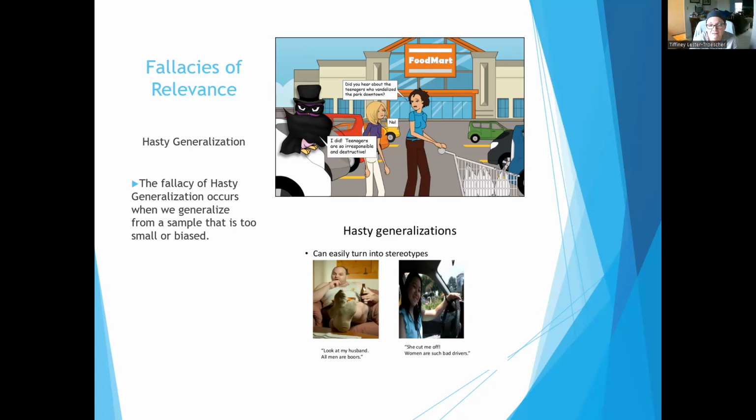It's like the examples here. The one lady says, did you hear about the teenagers who vandalized the park downtown? And the other lady says, no. And then our menacing guy over here says, I did. Teenagers are so irresponsible and destructive. You can see it's kind of like a stereotype, but it's generalizing.